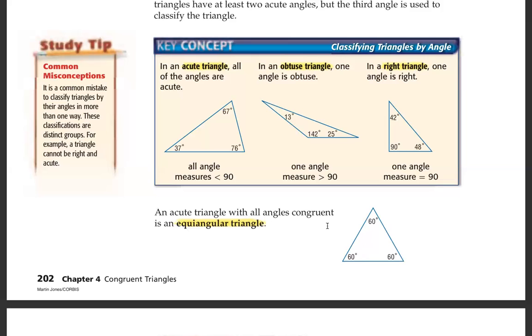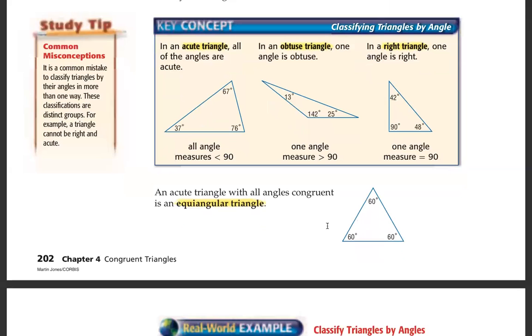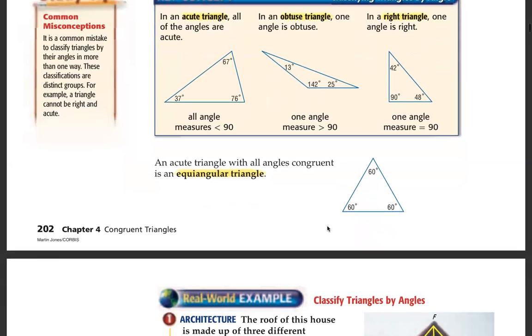And we have a special type of triangle. We call it equiangular triangle. So equi means equal, equal angle. An acute triangle with all angles congruent is an equiangular triangle. In an equiangular triangle, all angles are equal and each of them is equal to 60 degrees. When we say that it's equiangular, automatically each angle measures 60 degrees.